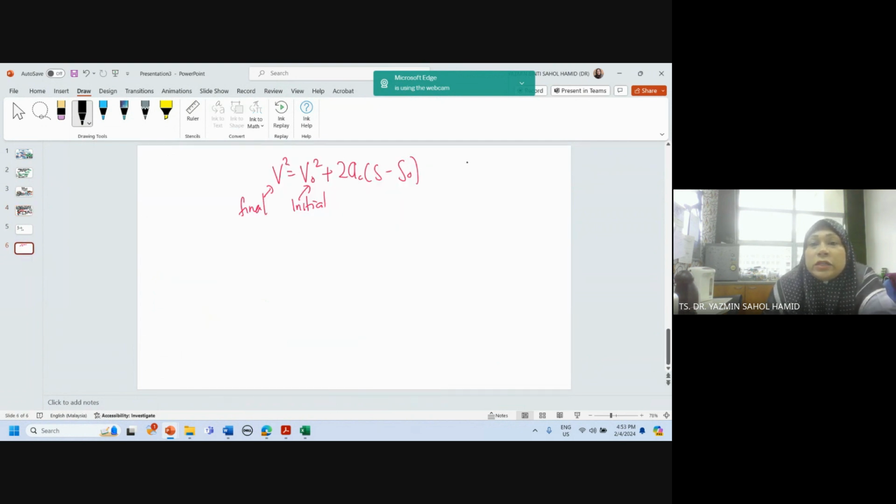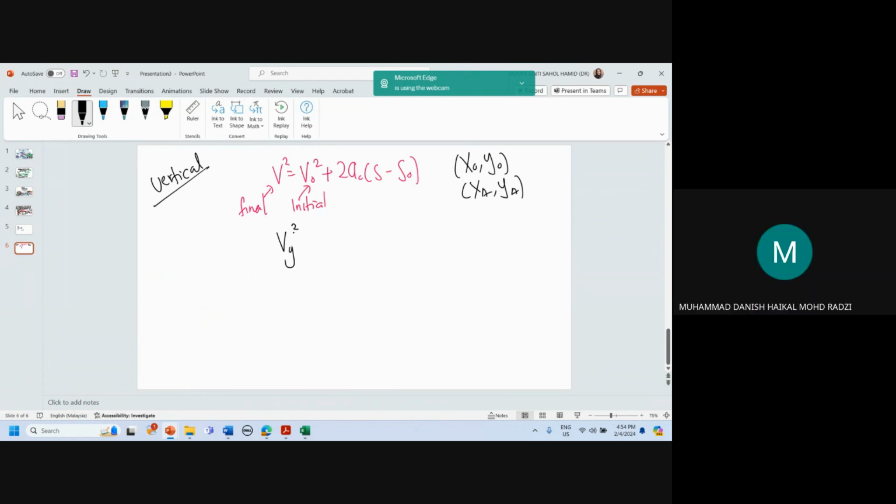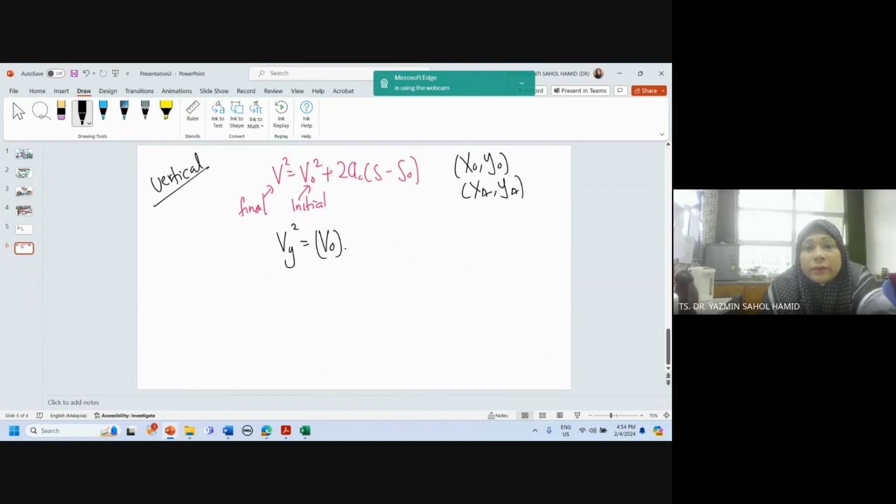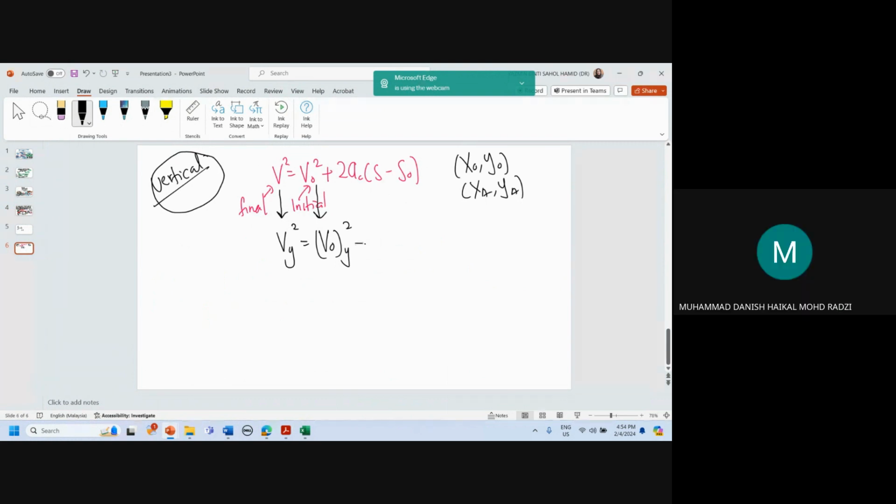So we know that our initial is X naught and Y naught. Our final is XA and YA. So when you want to replace v, and this one is using the vertical motion, so write it down, vertical motion, so you don't make mistakes. So this should be VY squared, and this should be V naught Y squared. This is the mistake students always make. After they use the basic constant acceleration formula, they usually forget to replace v with VY, because we're using the vertical formula. This is the only way for us not to mix up with the horizontal formula. So it should be minus 2g.